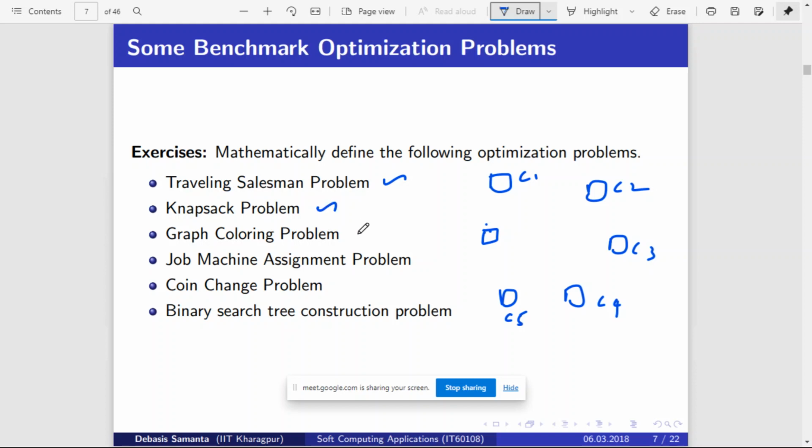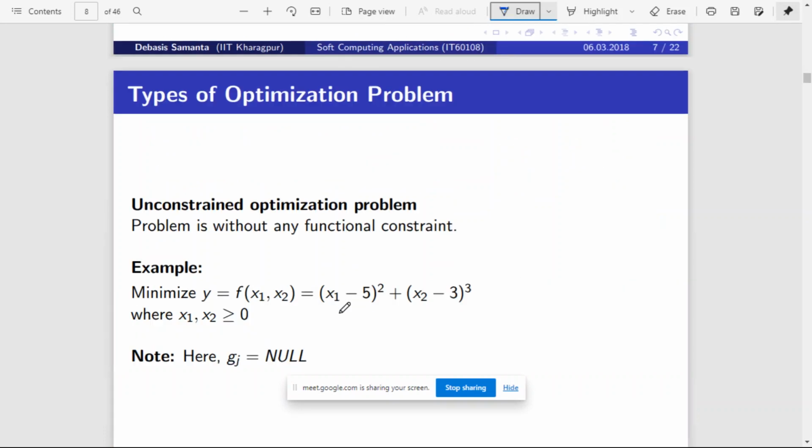Similarly, knapsack problem, graph coloring problem, job machine assignment problem. So these many jobs are there, these many machines are available. How will you assign? Binary search tree construction. All these come under optimization problems, right? Some of them are minimization problems and some of them may be maximization problems.